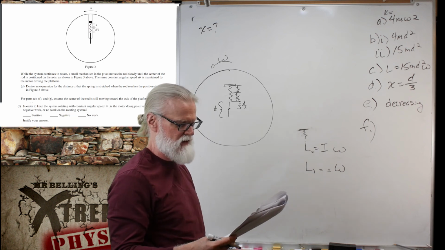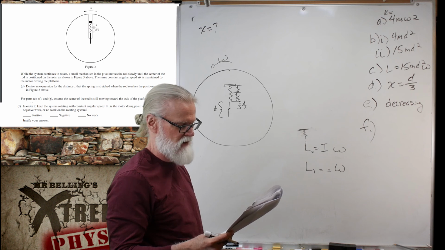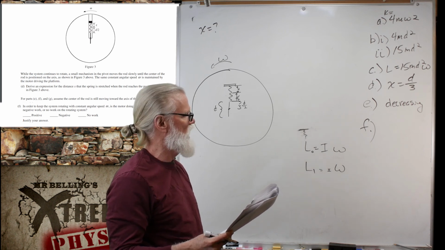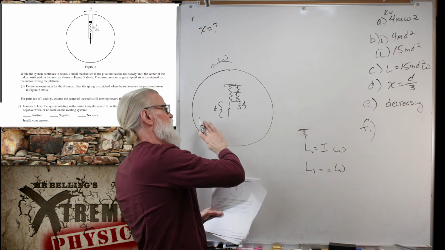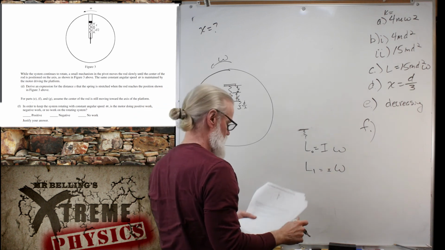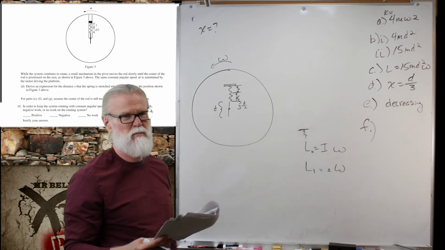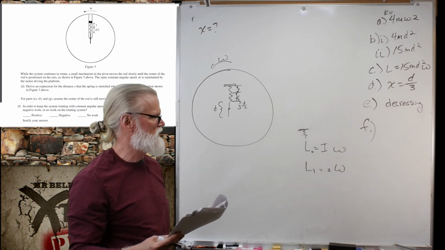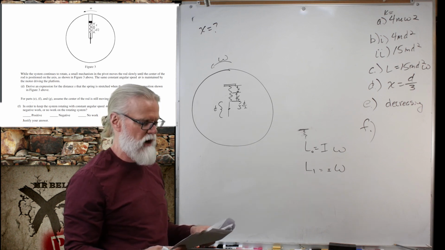Got to be careful with that. In order to keep the system rotating with constant angular speed, is the motor doing positive work, negative work, or no work at all? So this thing's spinning this way, and it wants to go faster this way, so the motor has to apply a torque in the opposite direction. It's doing negative work. If it wasn't doing any work at all, it would be speeding up because angular momentum would be conserved. So it's doing negative work. It is taking energy away from the system.